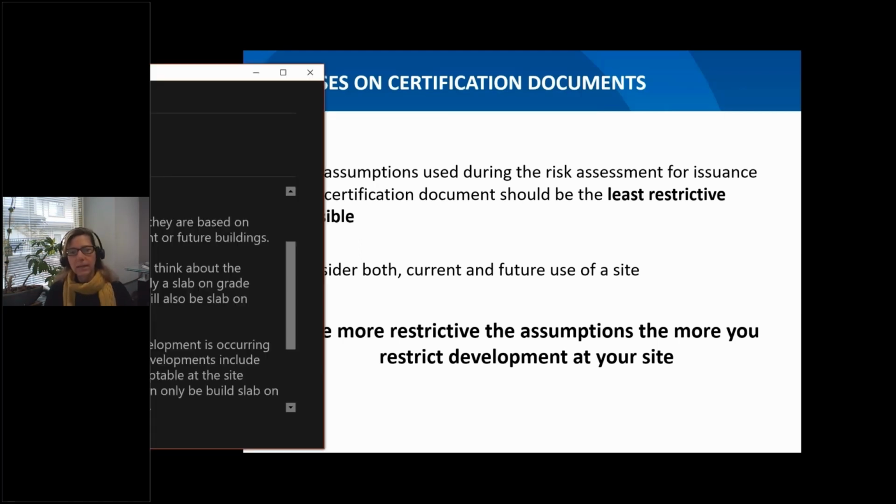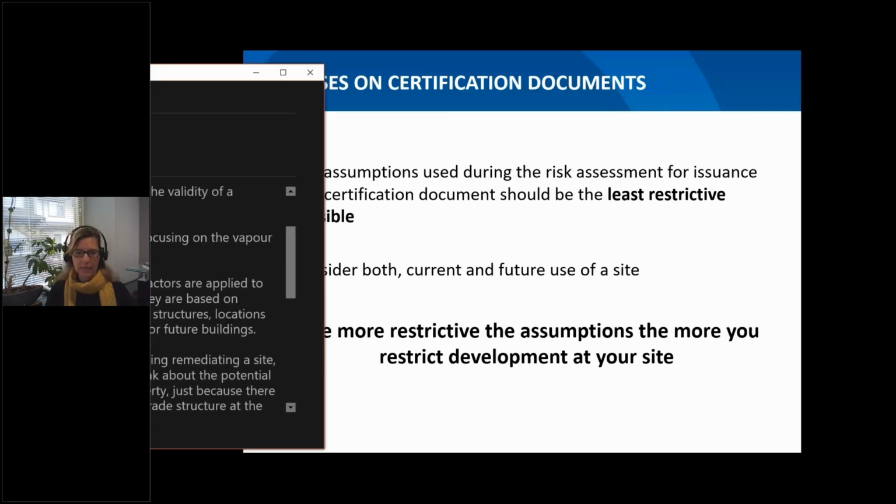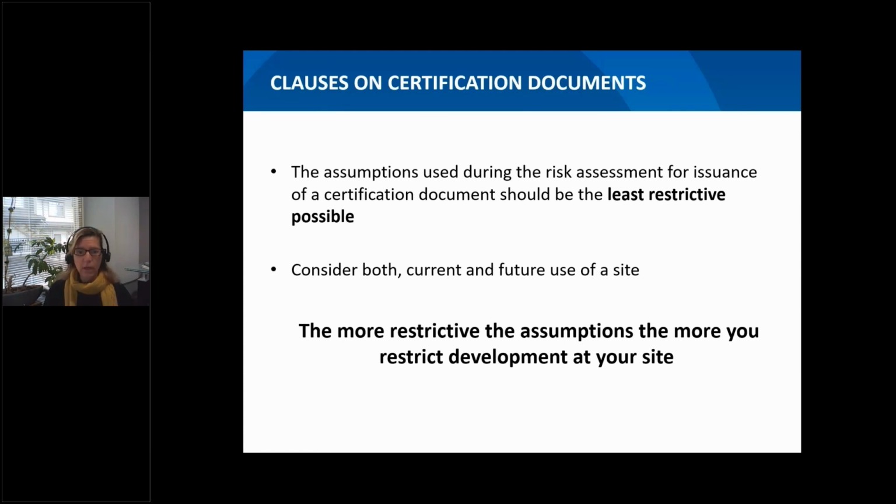Think about how many levels of parking are acceptable at a site based on your vapor conditions. Or maybe there are areas of the site that can only be built slab-on-grade while still allowing for underground parking in other areas. Remember, the more restrictive the assumptions are, the more you restrict development at your site. Next slide, please.